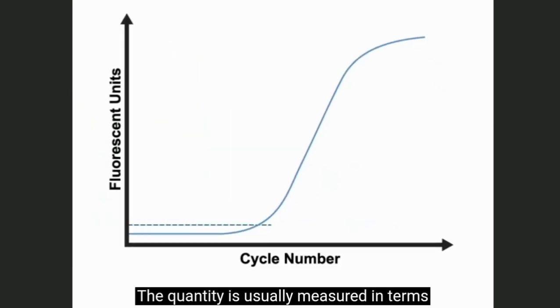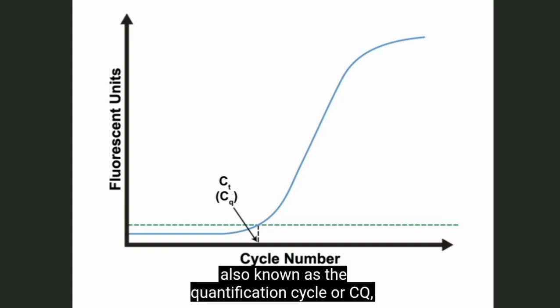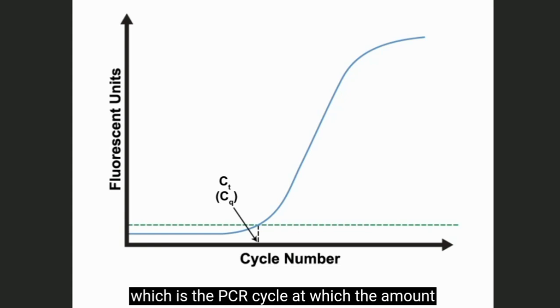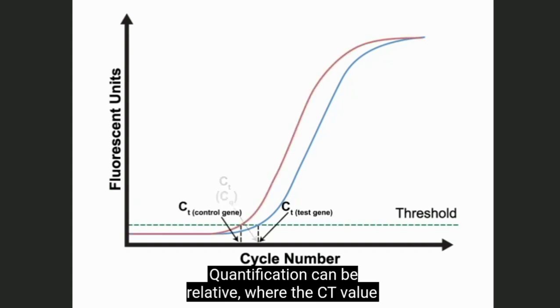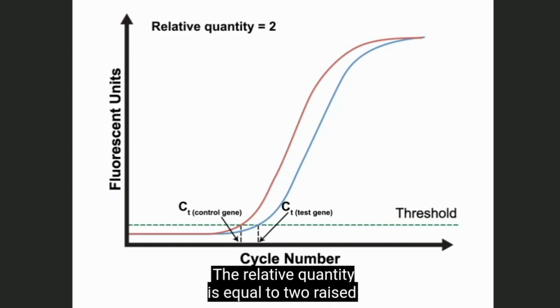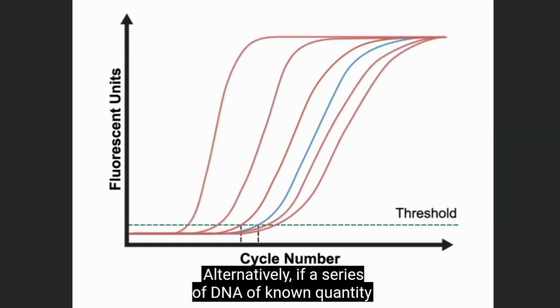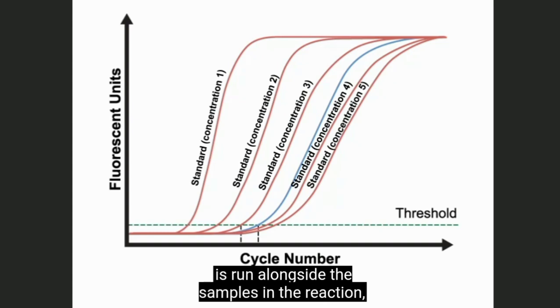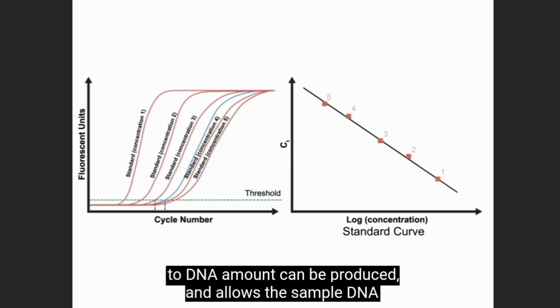The quantity is usually measured in terms of the threshold cycle, abbreviated CT, also known as the quantification cycle, or CQ, which is the PCR cycle at which the amount of fluorescent product exceeds the background level. Quantification can be relative, where the CT value of one sequence is compared to that of another standard or control sequence. The relative quantity is equal to 2 raised to the power of the difference in CT. Alternatively, if a series of DNA of known quantity is run alongside the samples in the reaction, a standard curve comparing fluorescence value to DNA amount can be produced, and allows the sample DNA to be quantitated absolutely.